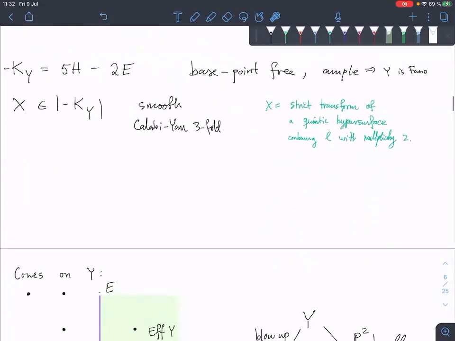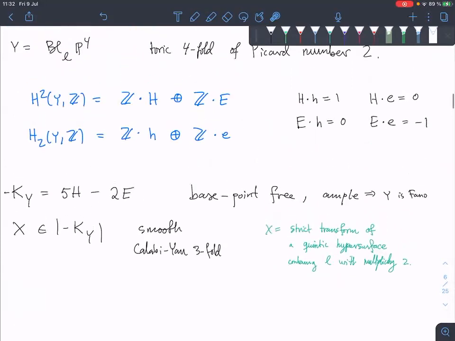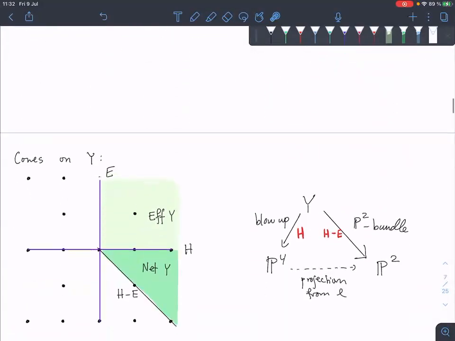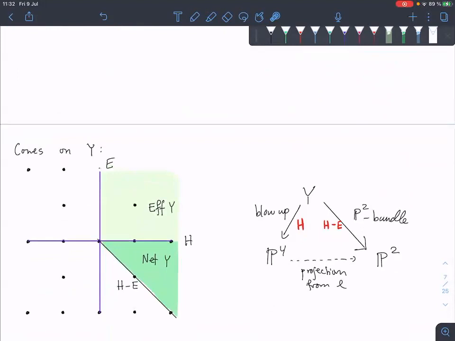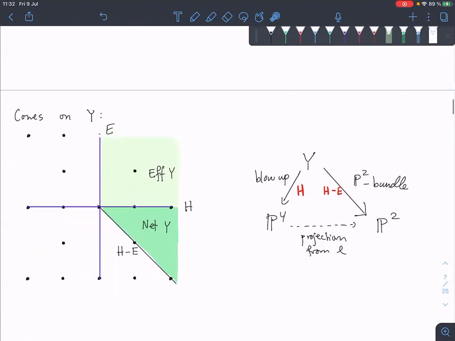Okay, but because we have these two classes, it's not completely obvious that the integral Hodge conjecture should hold on this X here. All right, so to prove this, we use the birational geometry of Y. This is a figure. This is the effective cone of Y, so it's generated by E and H minus E. And the Nef cone is generated by H and H minus E.